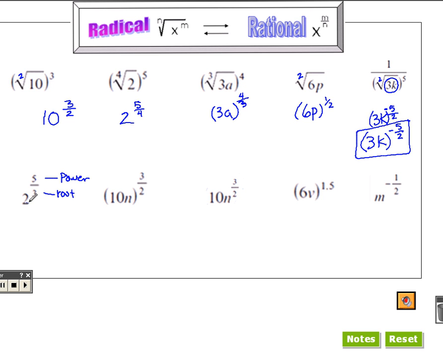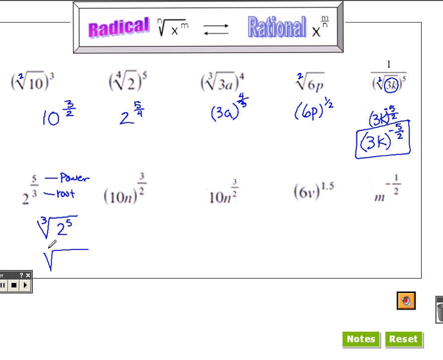Okay, so I'm going to take 2. 2 is what goes inside. That's my radicand. My power, I can put it in here, or I'll show you another way you can put it. And the 3 is my root. So my power, my root. I could write it like that.